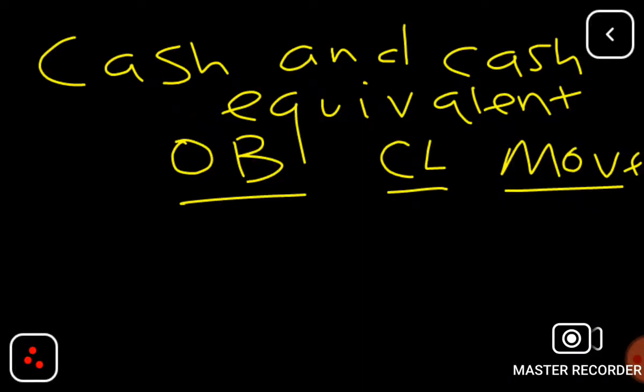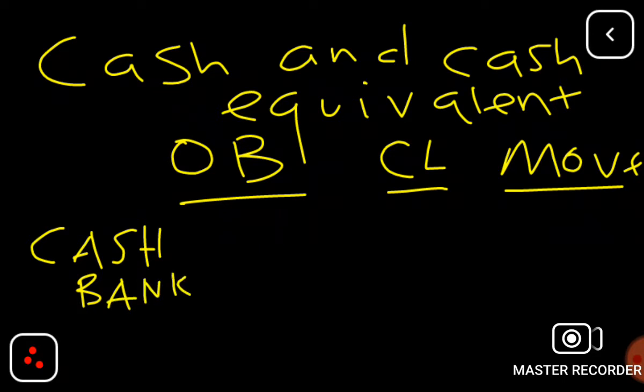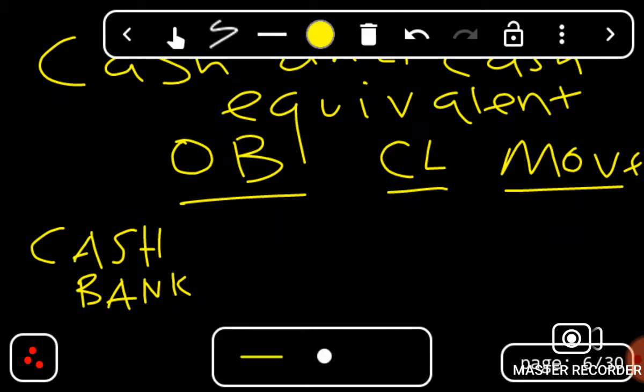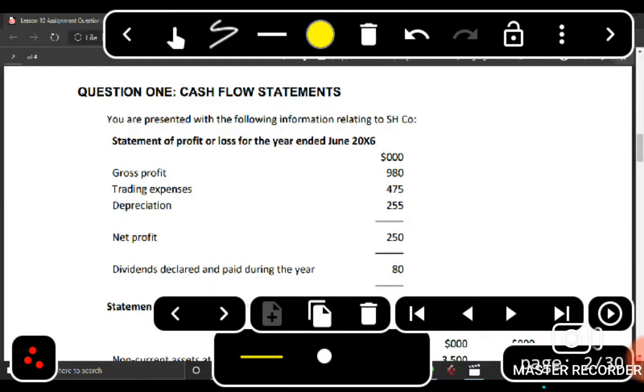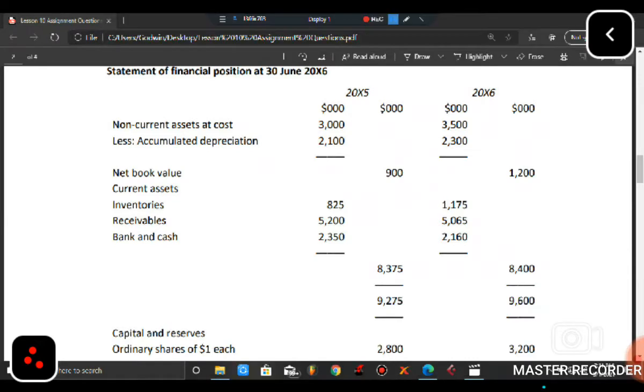So in this question, initially your cash and cash equivalent should consist of cash and bank, should also consist of treasury bills, short-term investments, and bank overdraft. And where you can find these things in this question, you have to check under this part. You must find short-term investment, bank and cash, treasury bills. And in this case, I can only see bank and cash.